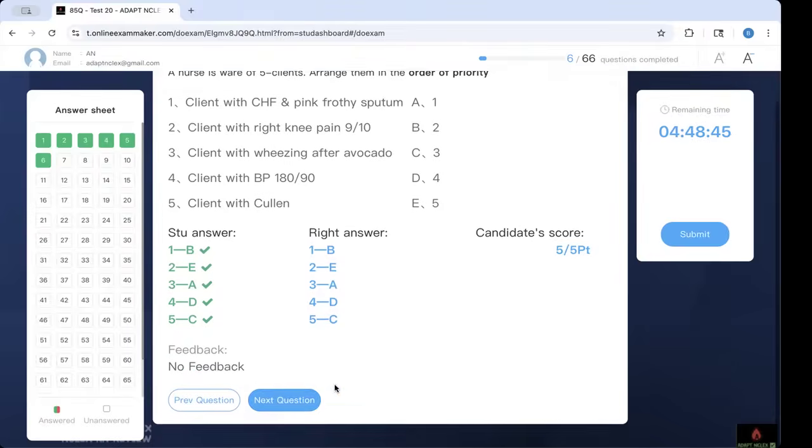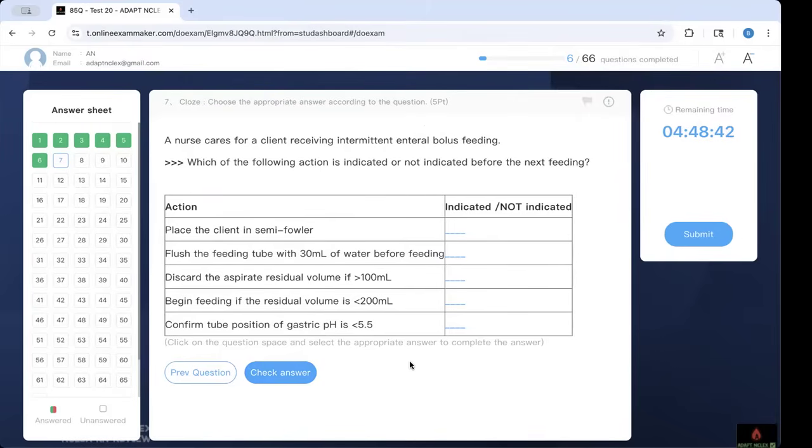Like I said, stop the video and answer the question on your own. Now, this is another next generation question, but the way he's put it is the way to track you. But it's the same thing. Let's care for a client receiving an enteral bolus feed. What do you do when somebody has bolus feeding? What's your strategy? Which one is indicated or not?